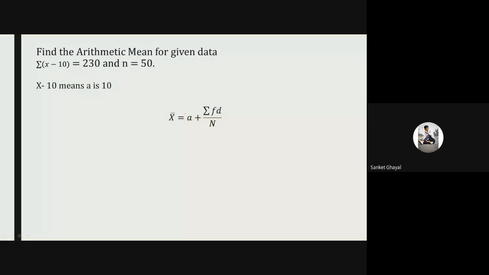तुम्हाला एमसीक्यू पण अशाच टाईपचे असतील. म्हणजे फॉर एक्झाम्पल तुम्हाला हे दिलेलं असेल, find the arithmetic mean for the given data. Summation of x minus 10 is equal to 230 and n is equal to 50. मग x bar किती येणार? That is mean किती येणार?